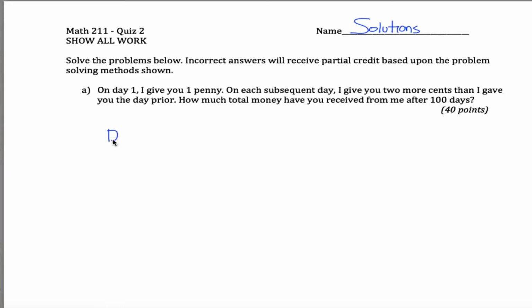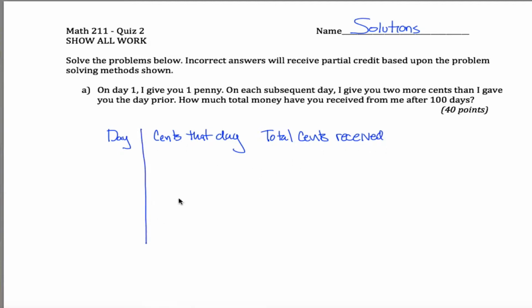So I think probably the easiest way to do this is kind of look for a pattern. So maybe I'll make some columns: day, money, pennies, cents, I guess. Cents that day, and then total cents received. Let's see what happens here. Make these 3 columns.